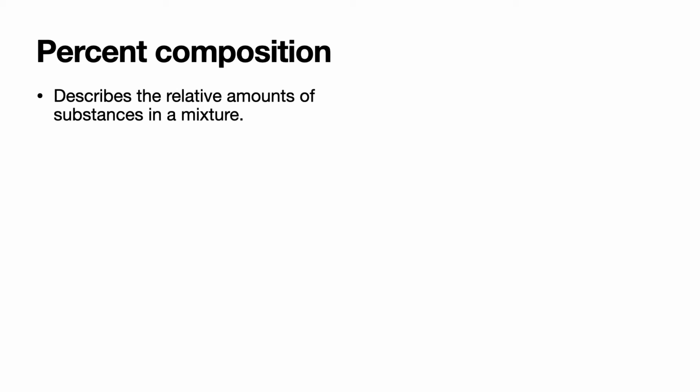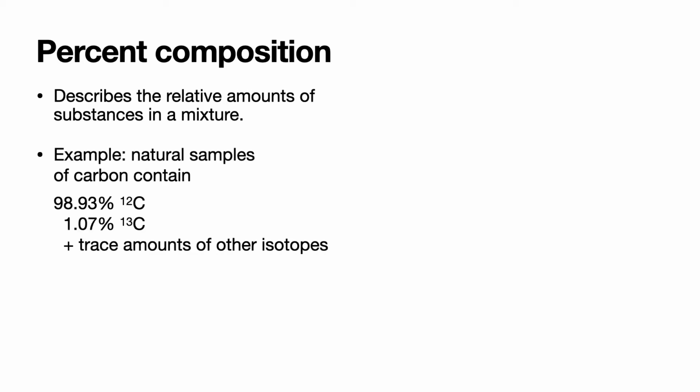So one of these is the percent composition, and this describes the relative amounts of substances in a mixture, and that is to say the relative number of moles of substances. And one example that you may have encountered before is the distribution of isotopes in natural samples. So carbon, for instance, naturally contains 98.93% of carbon-12, 1.07% of carbon-13, and trace amounts of other isotopes.